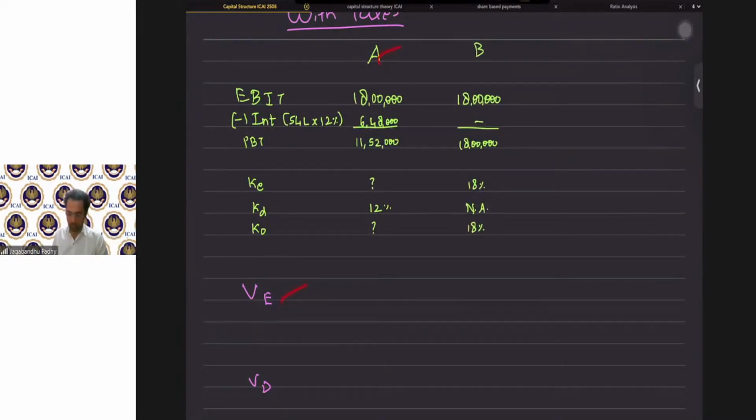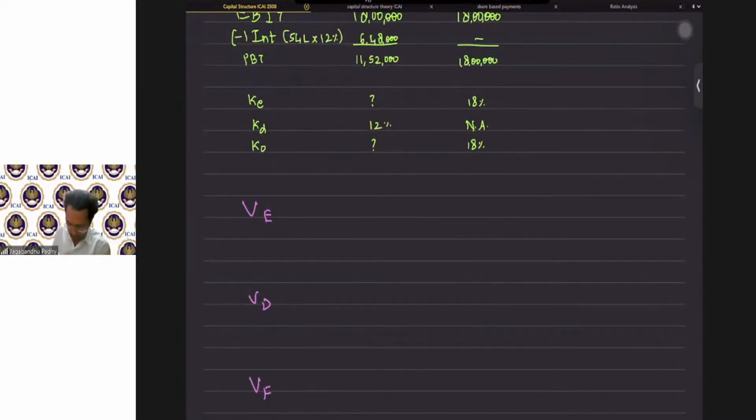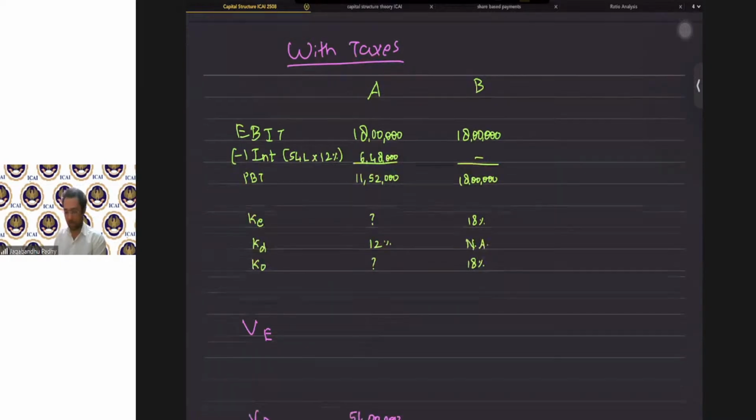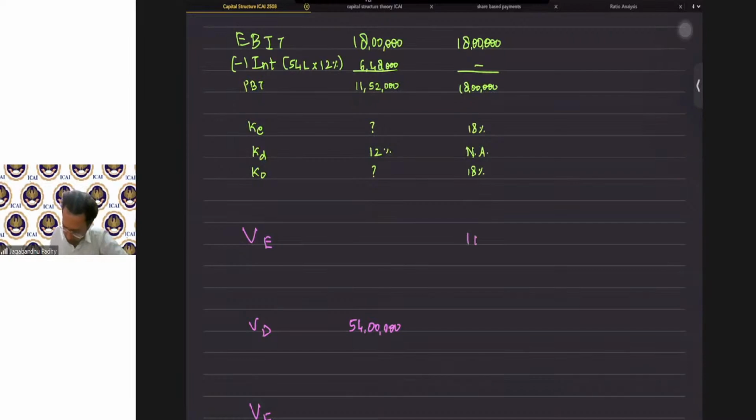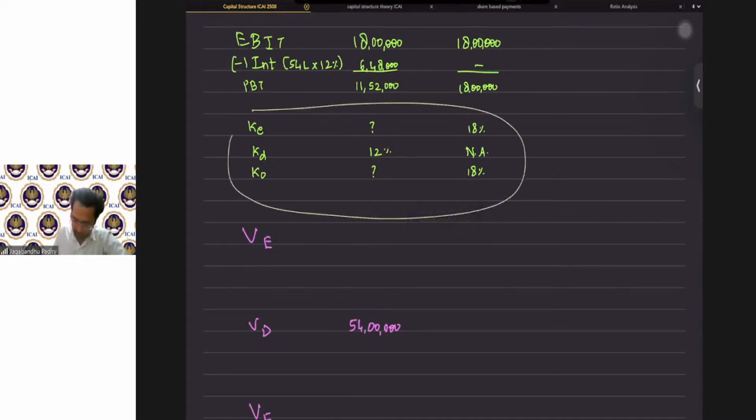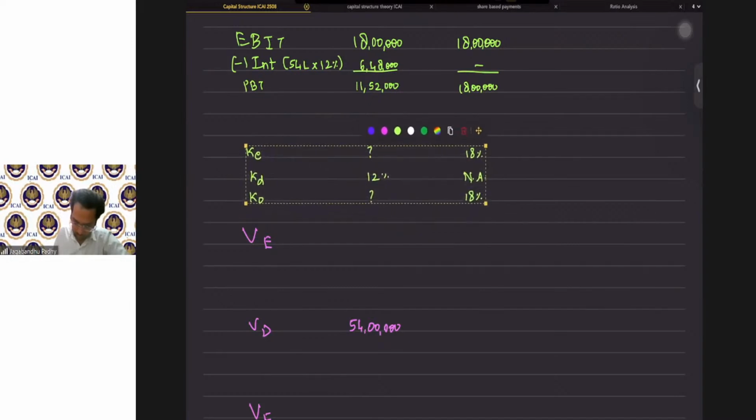We can't get the value of equity for A. We already know the value of debt, by the way. Value of debt is 54 lakhs. But we don't know even what is the value of the firm, since it is with taxes. But we can get the value of the equity and the firm for B. Value of equity is going to be, of course, I'm not going to stop over here at PBT. I need to compute the profit after tax. I need to be knowing the profit after tax figure. And for that reason, we will subtract tax and get the PAT figure.